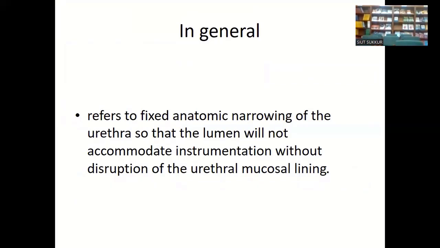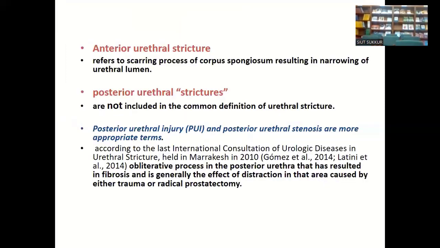In general, as I said, it refers to a fixed anatomic narrowing of the urethra so that the lumen will not accommodate instrumentation without disruption of the urethral mucosal lining. Again, anterior urethral stricture refers to the scarring process of the corpus spongiosum resulting in narrowing of the urethral lumen. Posterior urethral strictures are not included in the common definition of urethral stricture. Posterior urethral stricture and posterior urethral stenosis are more appropriate terms used for narrowing of the posterior urethra.